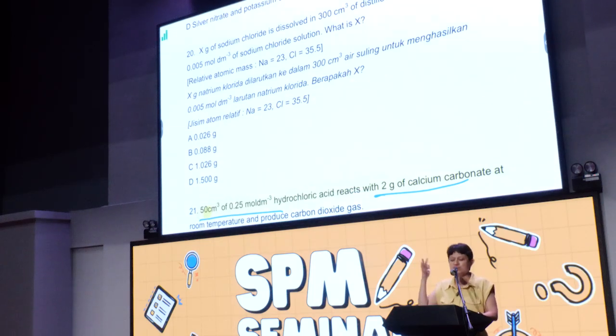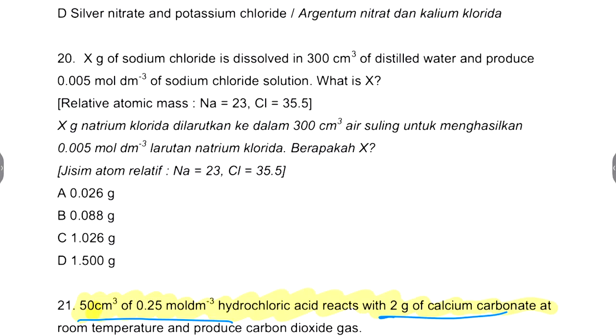Okay, this one has no equation. Sodium chloride is dissolved in water. X gram natrium chlorida dilarutkan ke dalam 300 cm padu air suling. There is no question, but you look at the information given. 300 centimeter cube, this is volume, isi padu. So this is V. 0.05, this one is M, molarity.